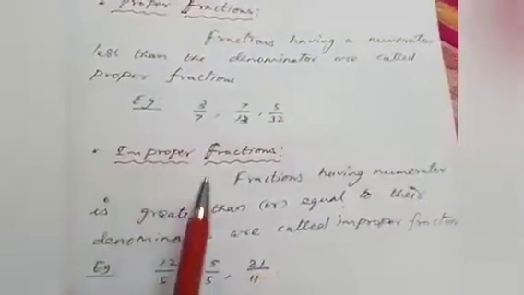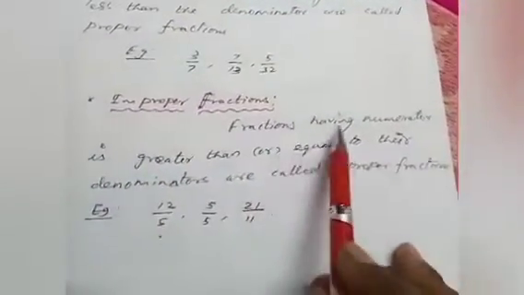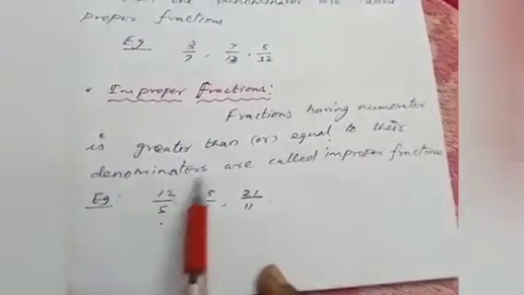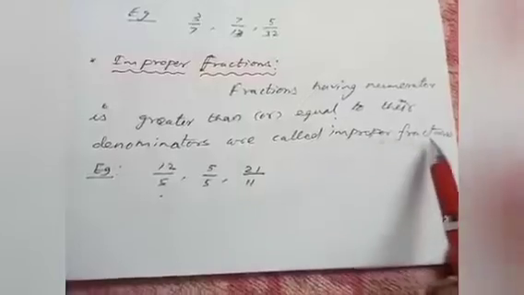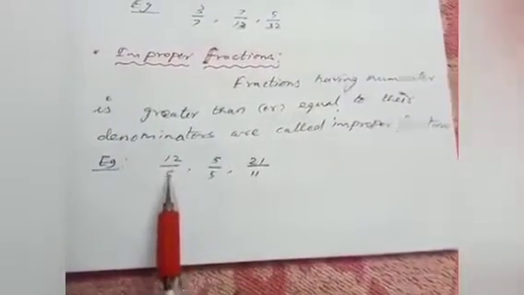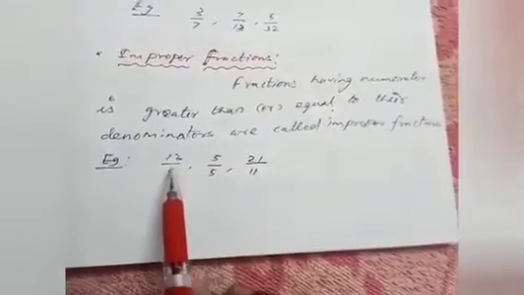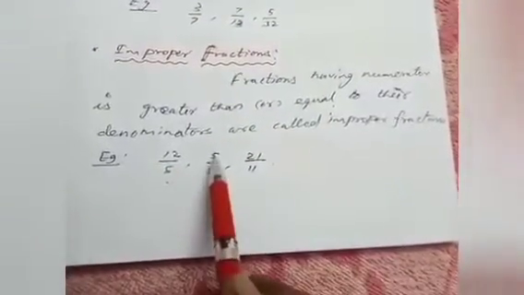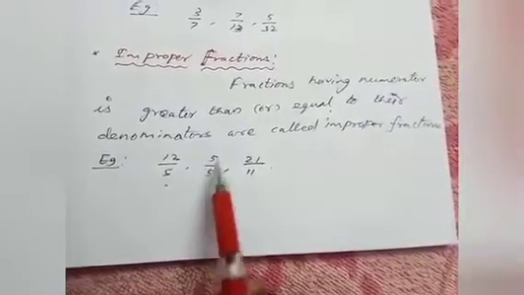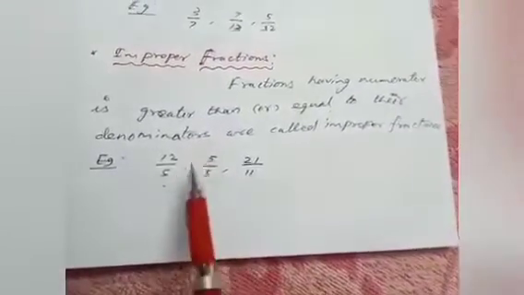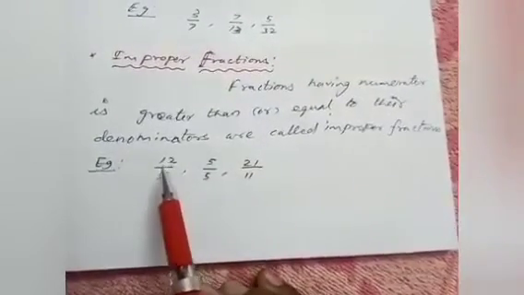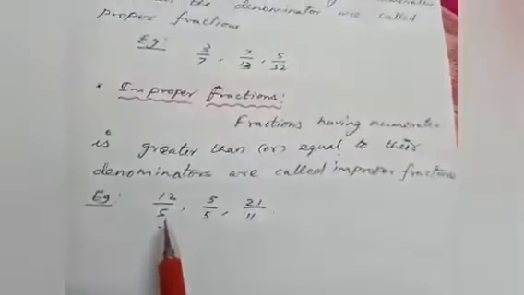The next, improper fractions. Fractions having a numerator greater than or equal to their denominator are called improper fractions. For example of improper fraction is 12 divided by 5. Here the numerator is greater than the denominator. Here 5 divided by 5, the numerator is equal to the denominator. So numerator and denominator are equal, it's also an improper fraction. Then 21 divided by 11. So these are examples of improper fractions.